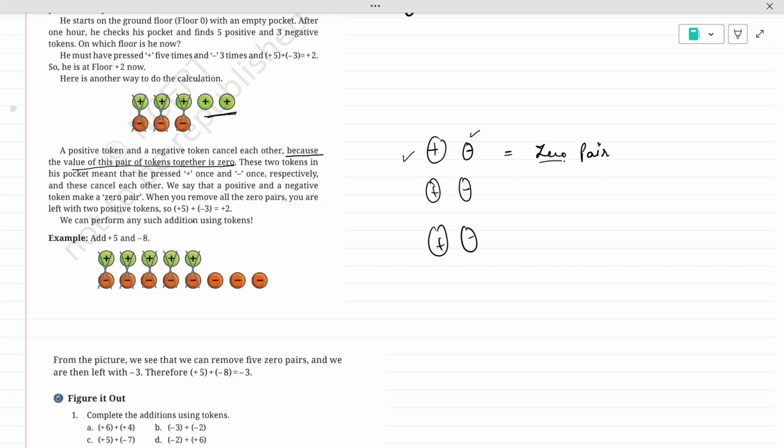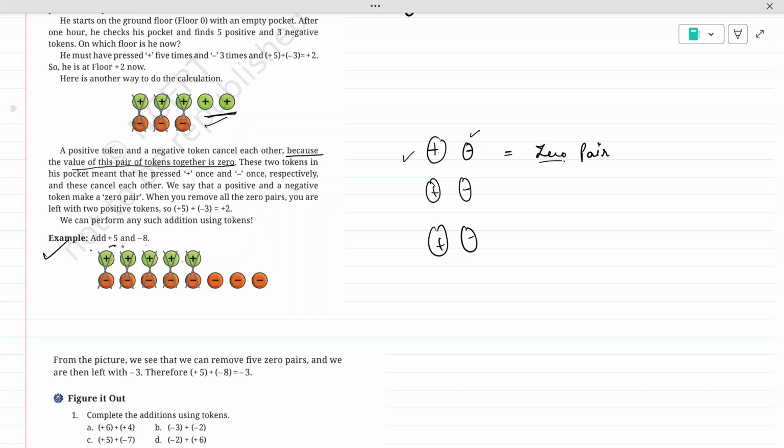In this scenario, plus 5 and minus 3, there are 5 plus coins and 3 minus coins. This example we have done. Next example, let's add plus 5, that means 5 green plus coins, and minus 8, that means 8 red negative coins. So this is the total we have. Now we have to add them.